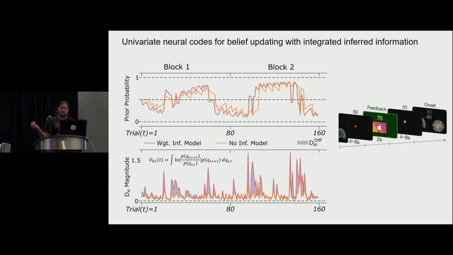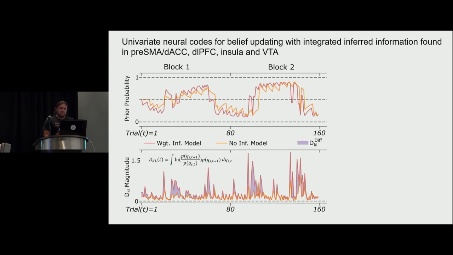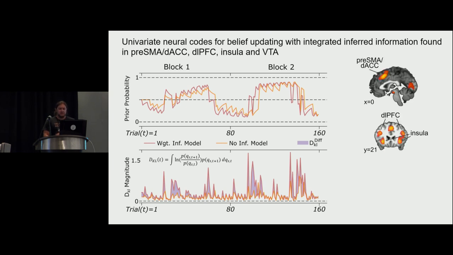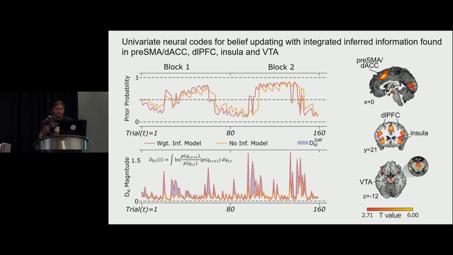And then we can go in and look at the time of feedback in the brain and see what areas have activation that correlates with this additional information gained through inference. And we see areas such as dorsal anterior cingulate, DLPFC, and insula, consistent with their role in updating beliefs about associations. But moreover, we also found an effect in VTA, suggesting that there was some dopaminergic activity involved in updating the stimulus outcome associations.